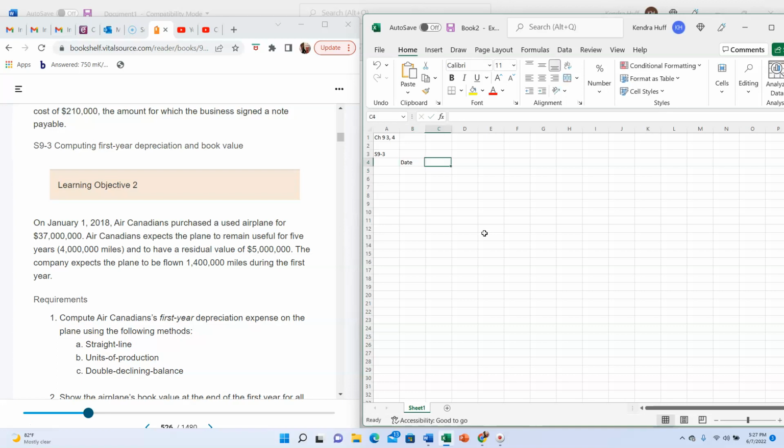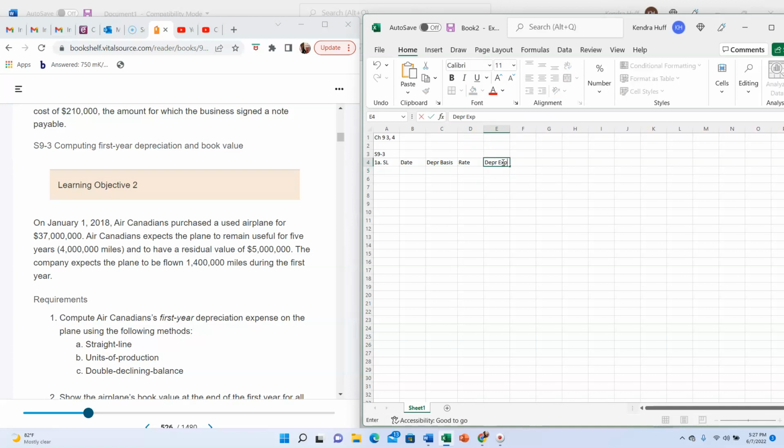Okay, so I'm going to do a little depreciation schedule. This one is for straight line. 1A, straight line. SL is straight line. Depreciation expense, accumulated depreciation, and book value.